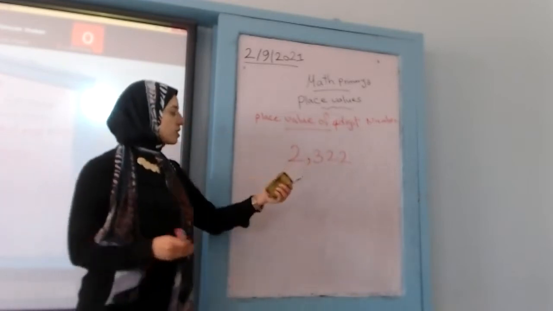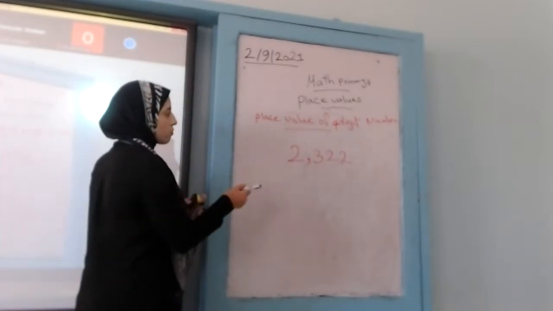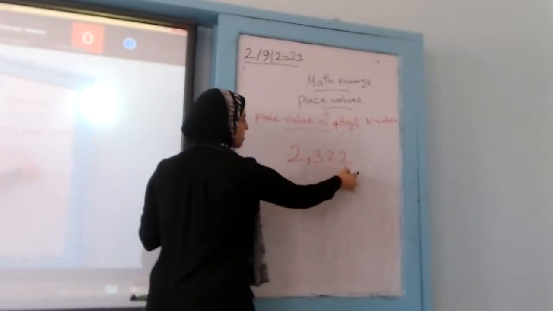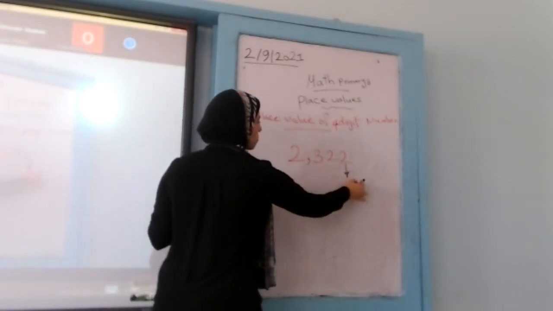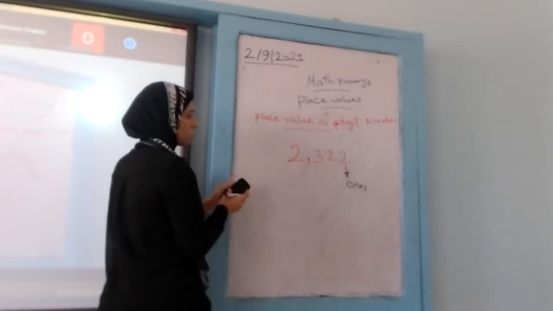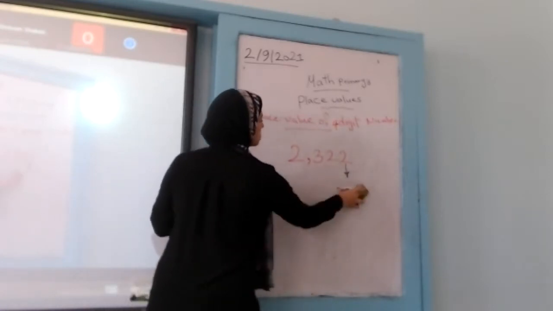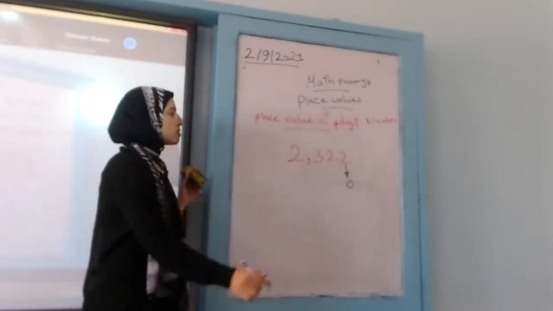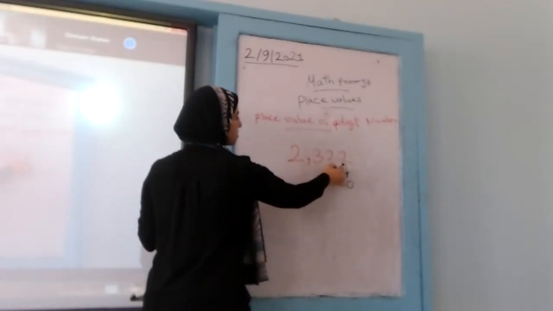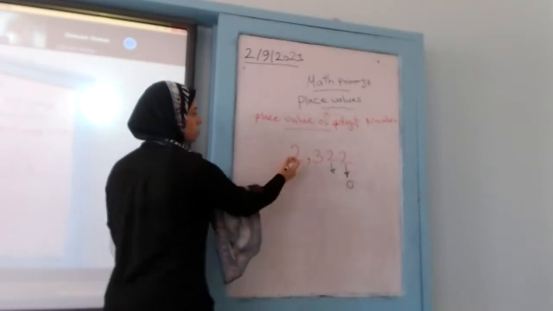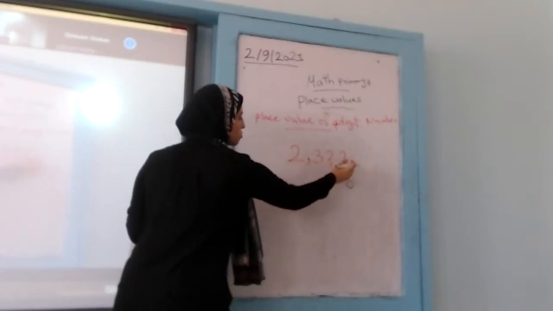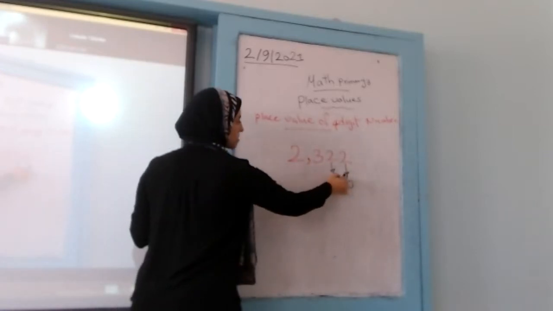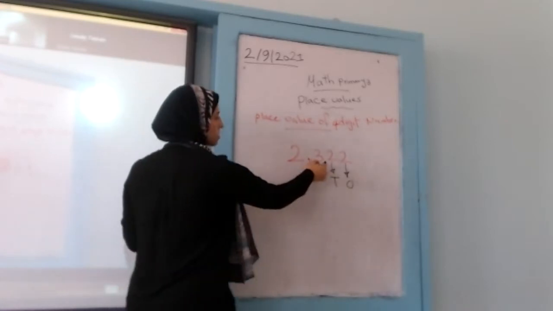1, 2, 3, 4. Start from the left. The place value is 2, 1. I can write all in the room. The place value is 2, 1. The next number, 22. I read 2,322. Tens.